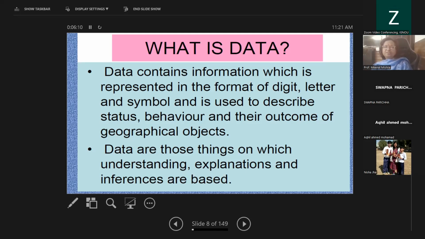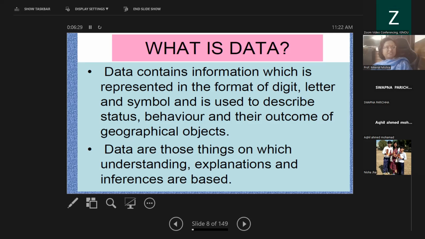Good morning. Yes, ma'am. Actually, data is what we get for any specific information. Basically, when we collect any specific information, then it comes in the form of data.